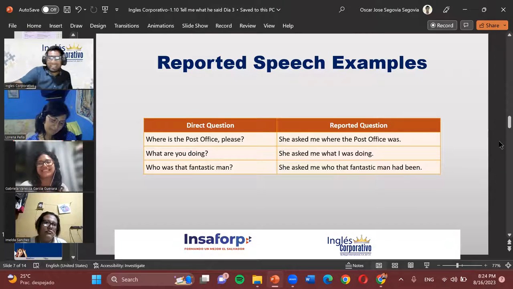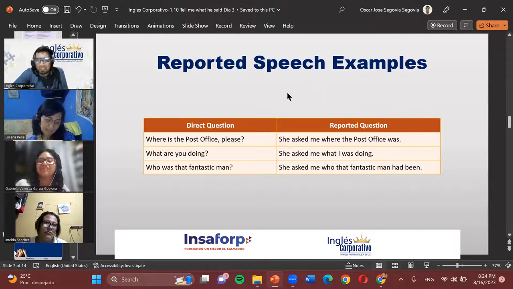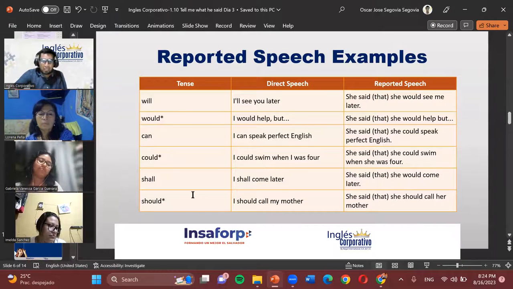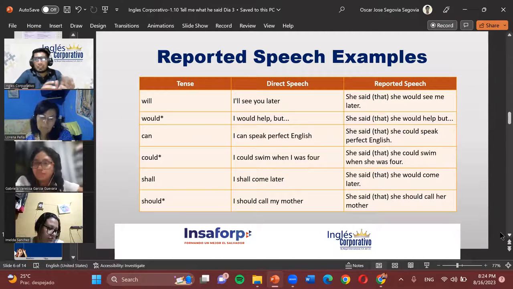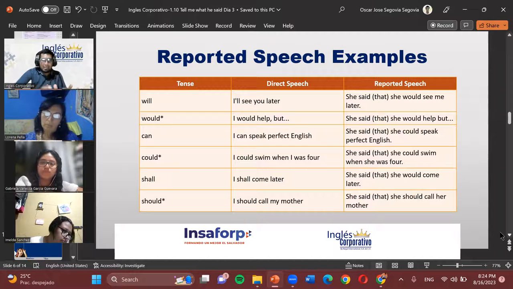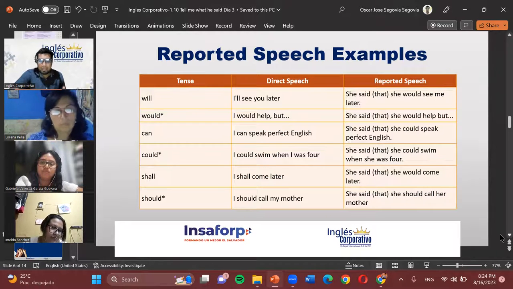So we're going to continue talking about reported speech. Last night we stopped at, I think, right here at the modals. So modal verbs, as we saw, some of them stay the same. Some of them are basically the same thing.